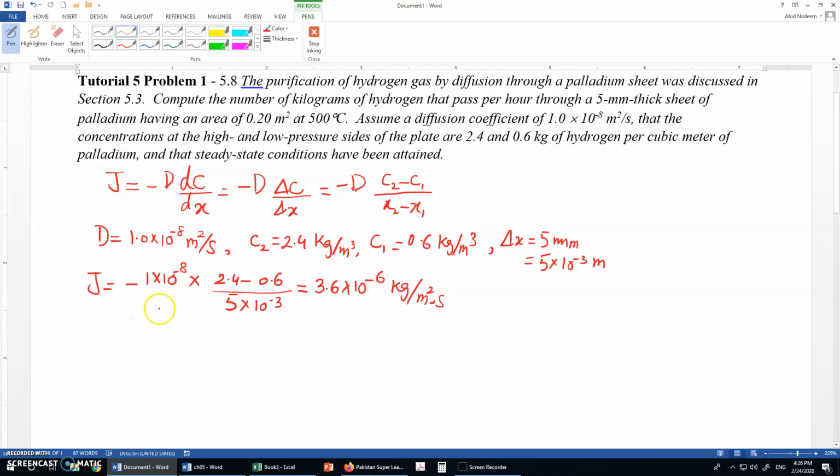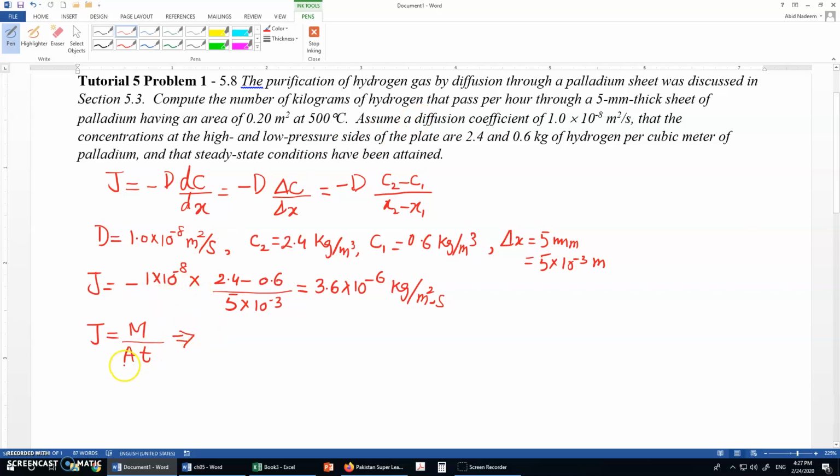Okay, so this value can be converted into the total mass by this formula: J is equal to M divided by A times t, where M is the total mass, A is the area, and t is the time. So J is basically the mass passing per unit area in a unit time. From here we can find the value of mass, which is actually asked: compute the number of kilograms of hydrogen that pass in 1 hour.